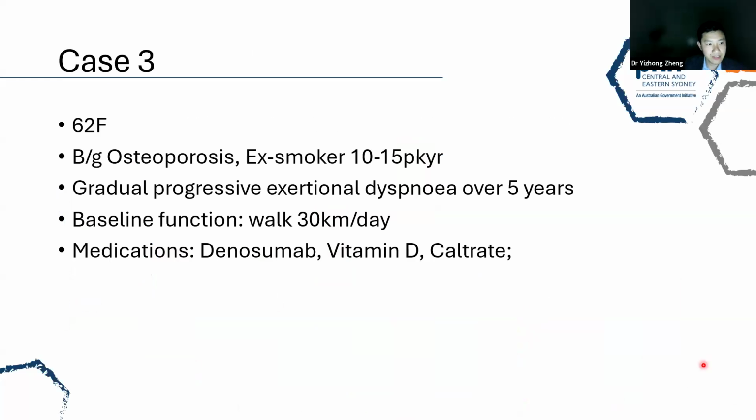Okay, next case, case 3. A 62-year-old female, background osteoporosis, ex-smoker, 10 to 15 pack year smoking history. She had a very good baseline exercise capacity, previously walking 30 kilometers a day as a professional dog walker. She had gradual progressive exertional dyspnea over 5 years. The medications were denosumab, vitamin D and Caltrate for the osteoporosis.